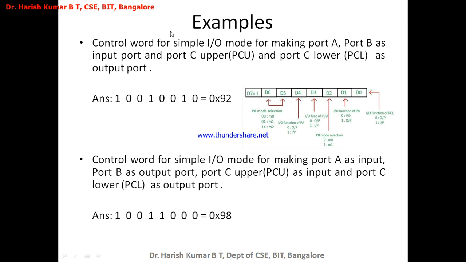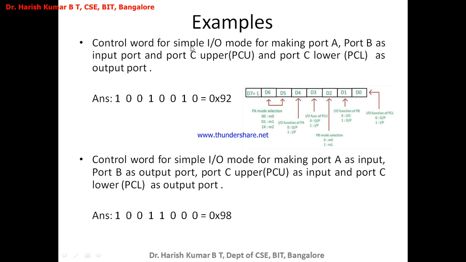Now I have the example here. I want to make 8255 operate in a simple IO mode and make port A, port B as input port and port C upper and port C lower as output port. This is what I have written here.